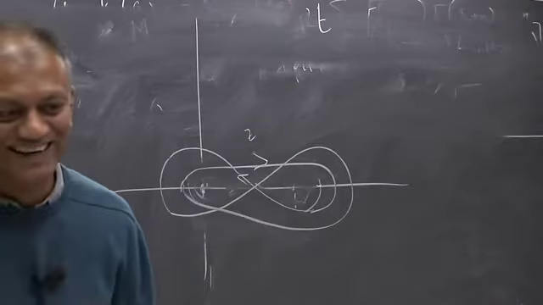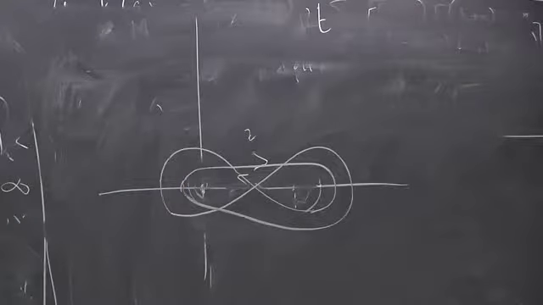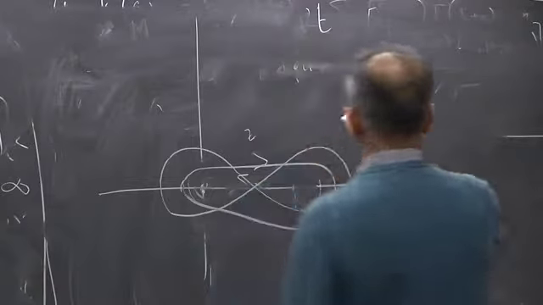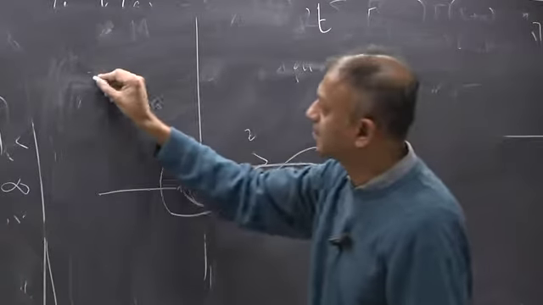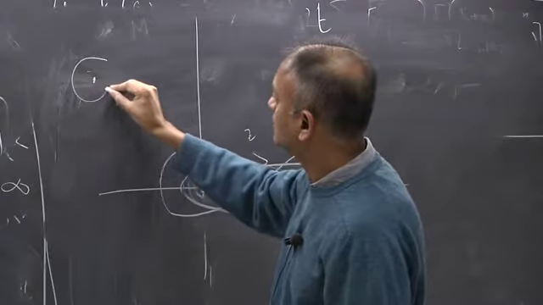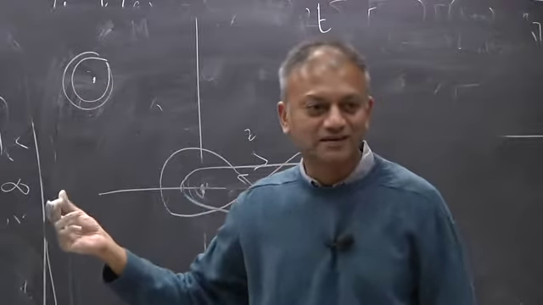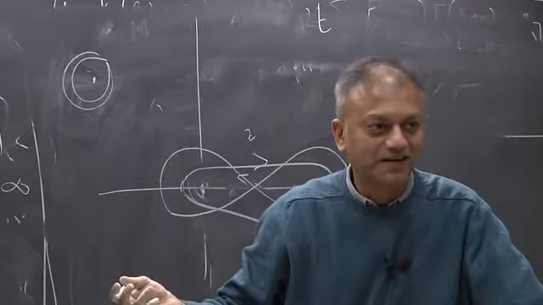It's difficult to draw, but you can always choose some contours, but you have to worry about the sheets. If you have just one branch point, and you take a contour like this and come back, you don't gain anything. You'll get a zero answer, right?